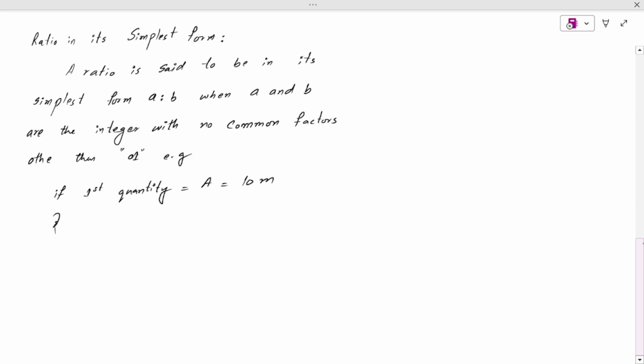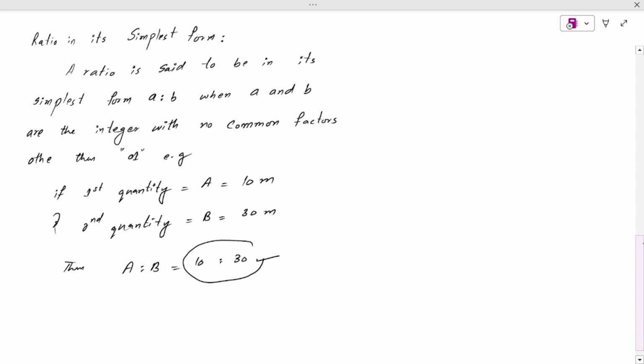For example, if the first quantity A is equal to 10 meters, and the second quantity B is equal to 30 meters, then a ratio b is equal to 10 ratio 30 is the ratio, but it is not in its simplest form because 10 and 30 have common factors other than 1. But if we simplify 10 and 30, we get 1 ratio 3. We can divide both by 10. So 1 ratio 3 is the ratio which is in simplest form. So this is what the simplest form of ratio is.